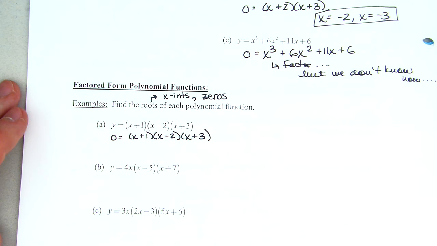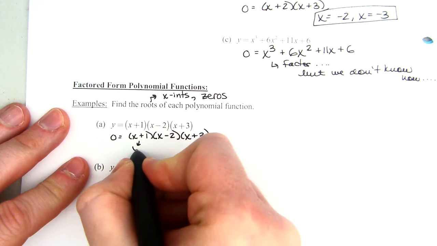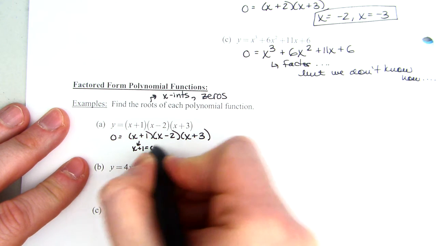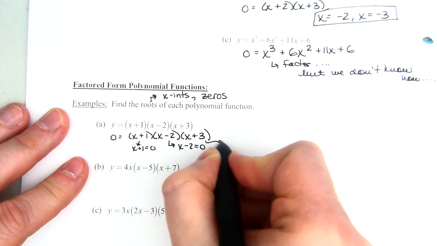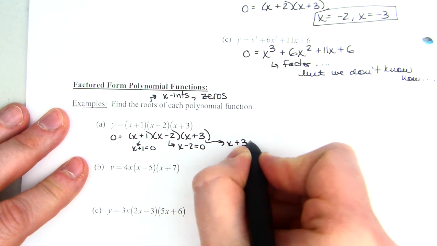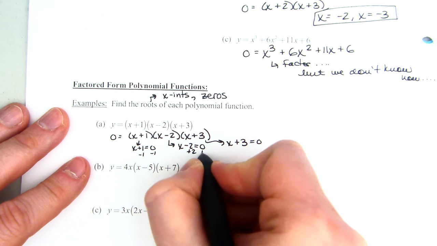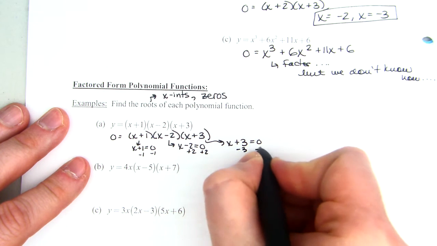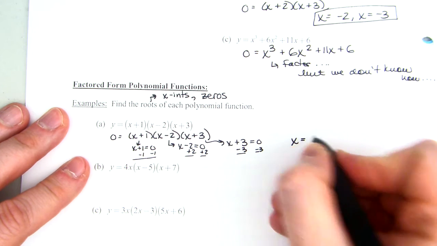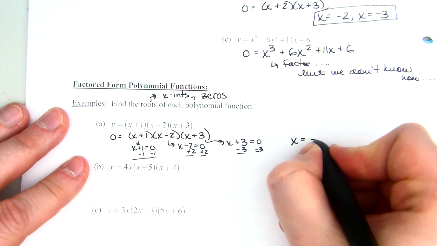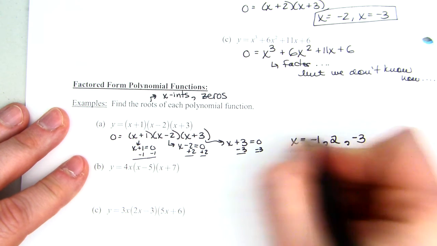All that we have to do is set our 3 factors equal to 0. No, I don't have to see this work. x plus 1 equals 0, x minus 2 equals 0, x plus 3 equals 0. I'm going to solve those little equations. Again, this is the one time I don't need to see that work. And I'm going to get 3 x-intercepts. I'm going to get x equals -1, x equals 2, and x equals -3.